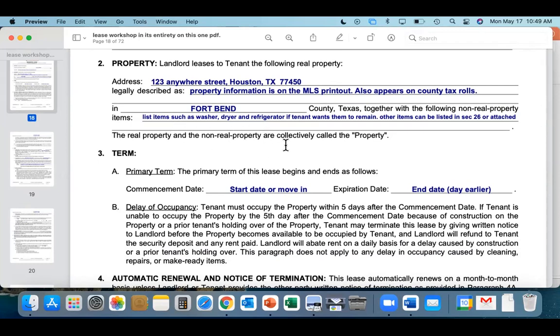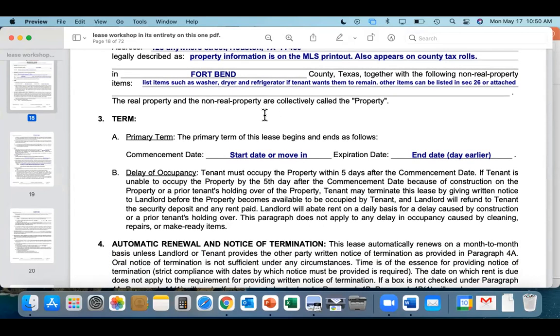In here, you would list the items such as washer, dryer, and refrigerator that are going to remain with the property because those are considered non-realty items. So if the landlord's presenting a unit that's fully up and running, turnkey, fridge, washer, dryer, all those things will go in here. And that's to make sure that those items stay when they move out, right? And they don't walk away.